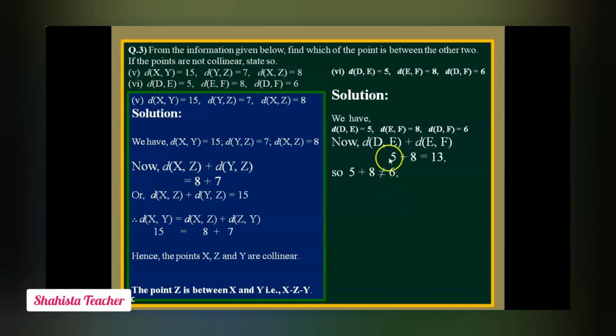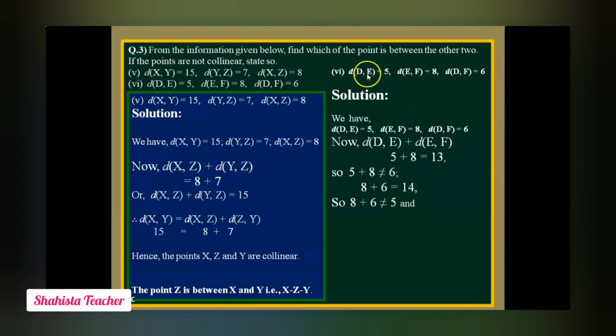Now next, EF plus DF. So now distance of EF plus distance of DF, that is 8 plus 6. So here 8 plus 6 is equal to 14. After adding these numbers, 8 plus 6 is equal to 14. And now this 14 is not equal with this 5. So here we will write 8 plus 6 is not equal to 5.